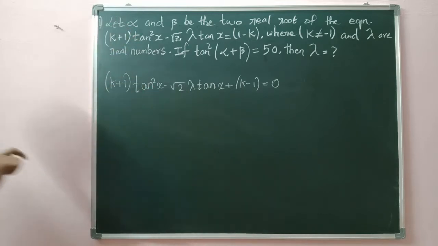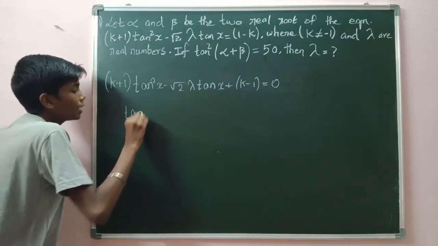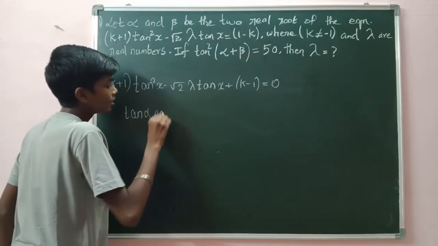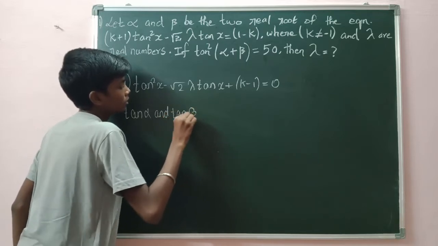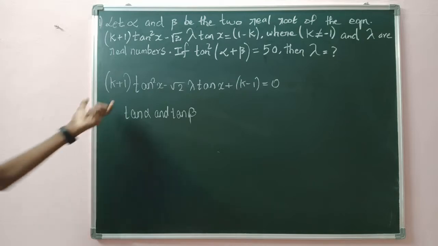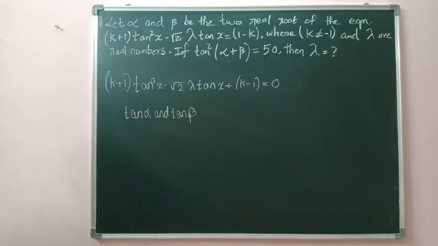If your x can take the values of alpha and beta, listen very carefully, I can say that the roots of this equation will be nothing but tan alpha and tan beta. Can't I say like this? They are saying alpha and beta are the two real roots of this equation. From that condition, I can say that the roots of this equation will be tan alpha and tan beta, and that is something I am trying to say to you people.